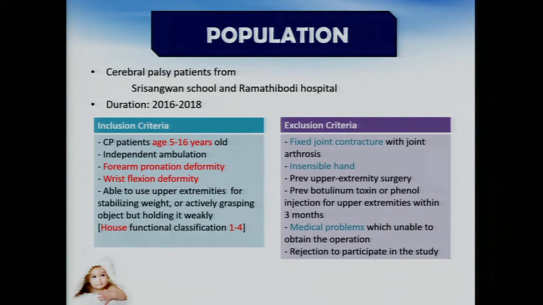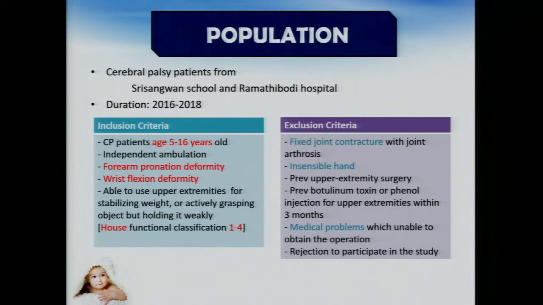For methodology, our population was cerebral palsy patients from Sangwan School and Rama Tibeti Hospital between 2016 and 2018. Inclusion criteria were patients aged 5 to 16 years old with independent ambulation who have forearm pronation and wrist flexion deformities. They are able to use their affected hand just for stabilizing weight or actively grabbing an object but holding it weakly.